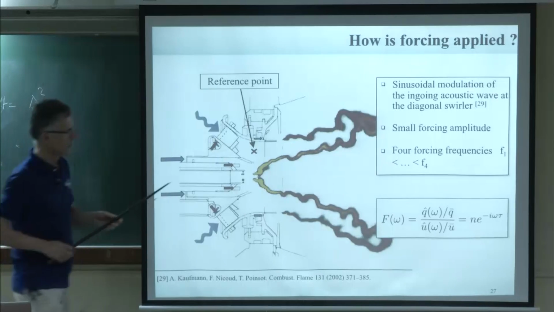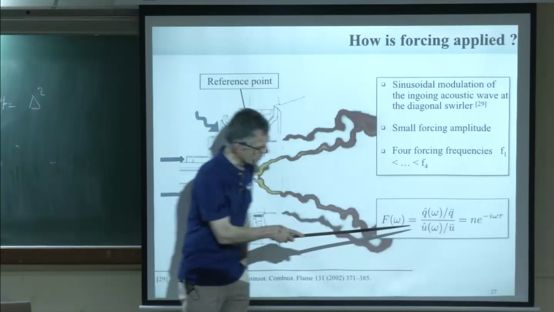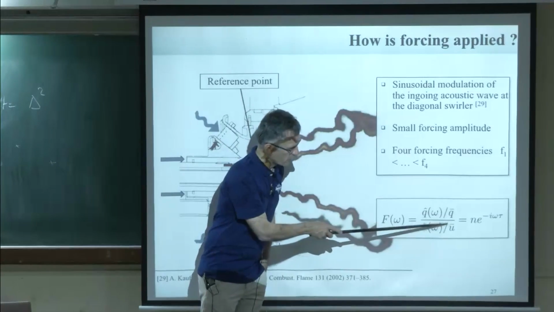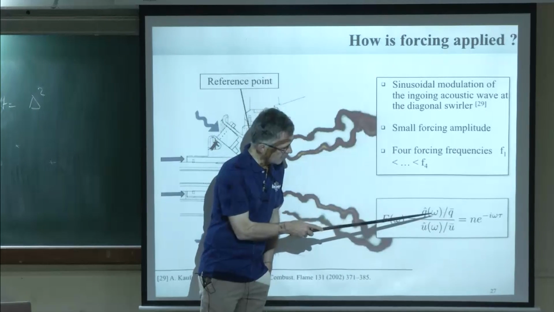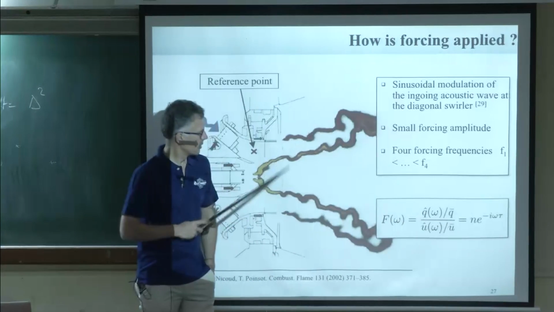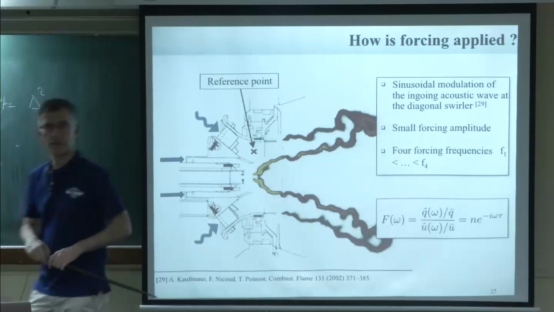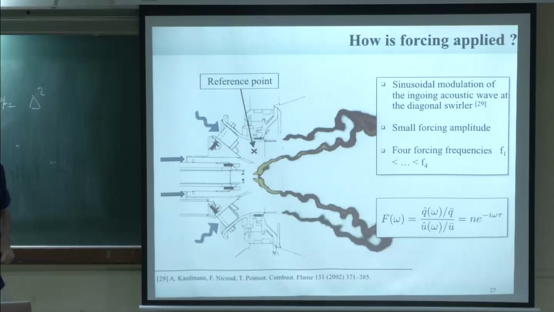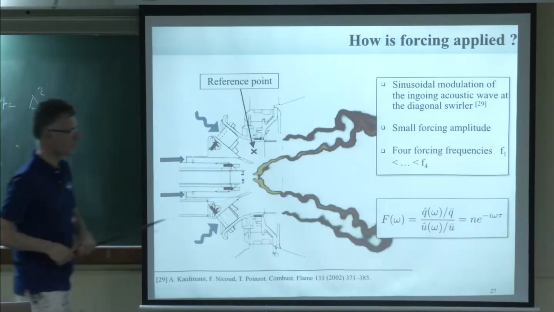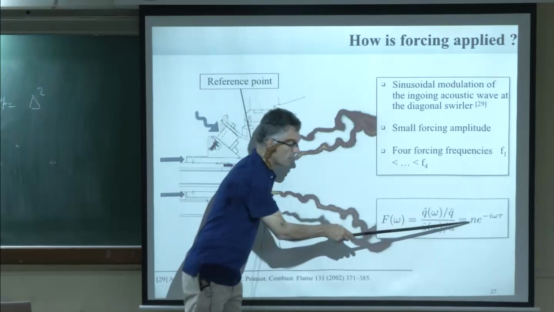So when we force, we measure the velocity fluctuations normalized by the mean velocity, and then we measure the oscillations of the heat release normalized by the mean heat release. And this gives us the flame transfer function. Then we can plot n and tau.